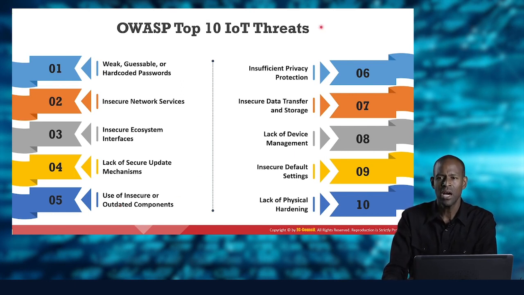Insufficient privacy, data transfer and device management, insecure default settings, and lack of physical hardening. Remember that hardening means to get rid of every port, every program, every protocol, everything that's not needed, any data that's not needed on that device. We remove it from that device, and it may be impossible to physically harden the device, meaning that you can't lock it down, you can't hide it, you can't stop people from plugging cables into it. These are very difficult threats for the OWASP Top 10 for IoT.